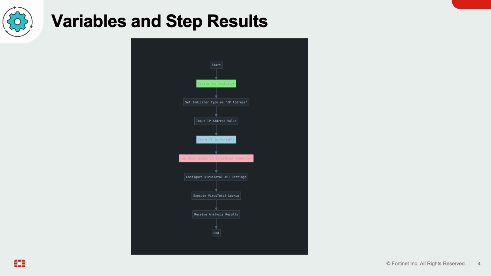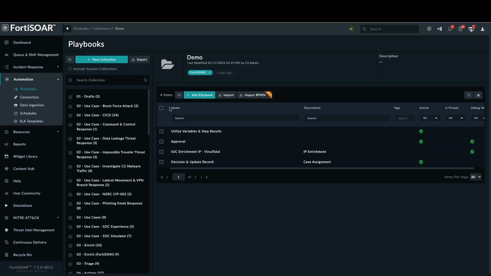This example demonstrates creating a new IP address indicator, storing it in a variable, and then using that variable with a VirusTotal connector to perform an IP reputation lookup. We will then show how to use the analysis results to build a Jinja expression for a conditional statement.